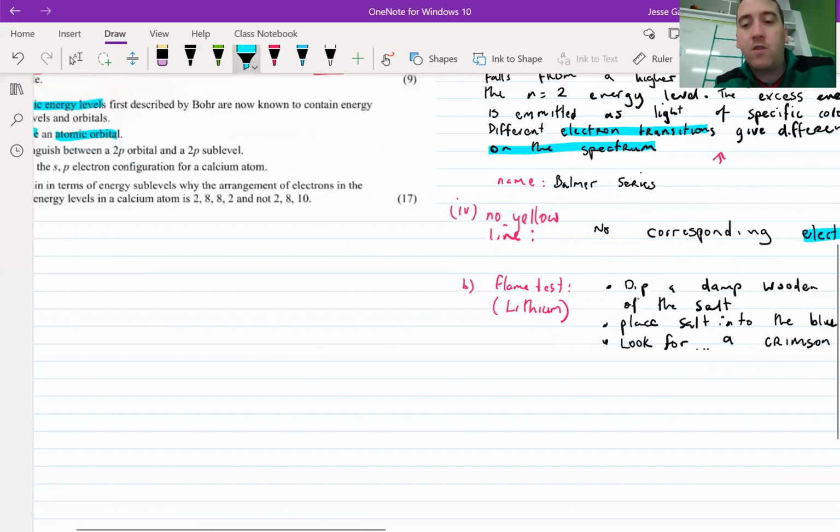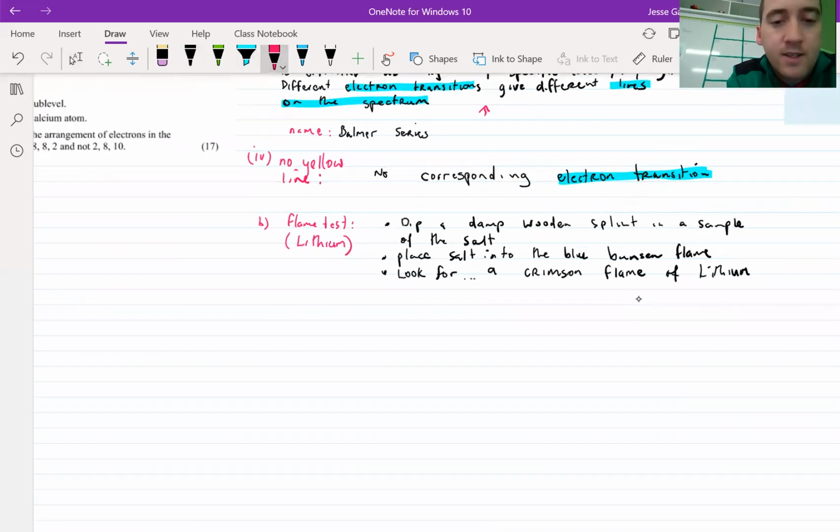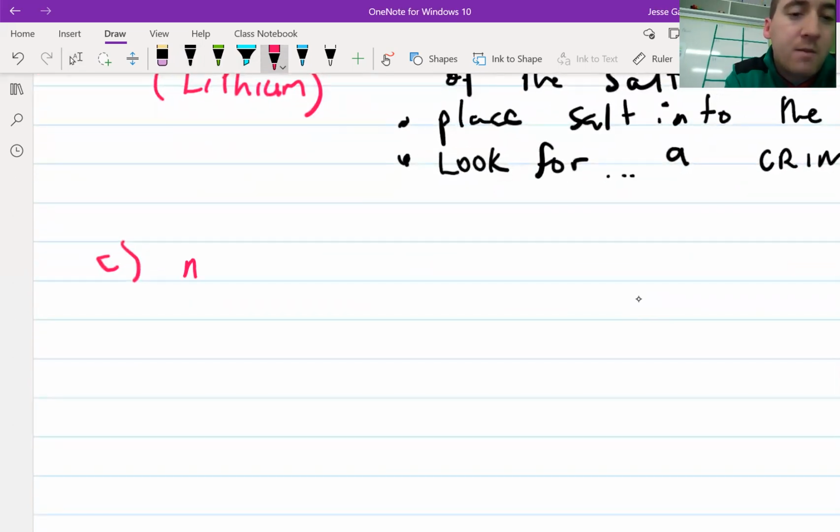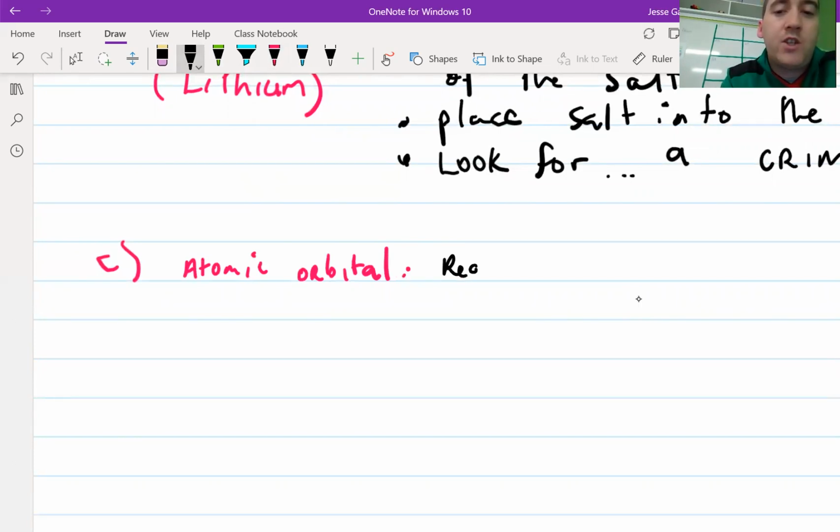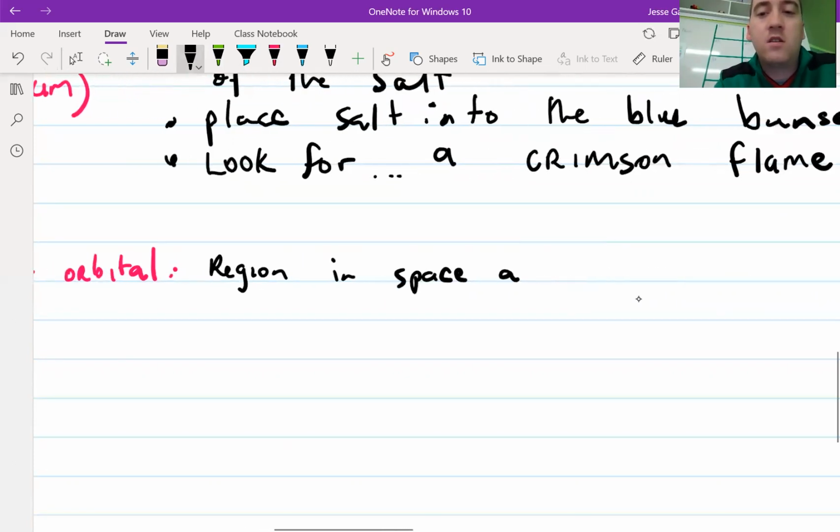So a general definition again. This is part C, and we're being asked to define atomic orbital. I've done this loads of times. Pause the video now and define atomic orbital. Right, what is an atomic orbital? It's a region in space around the nucleus.